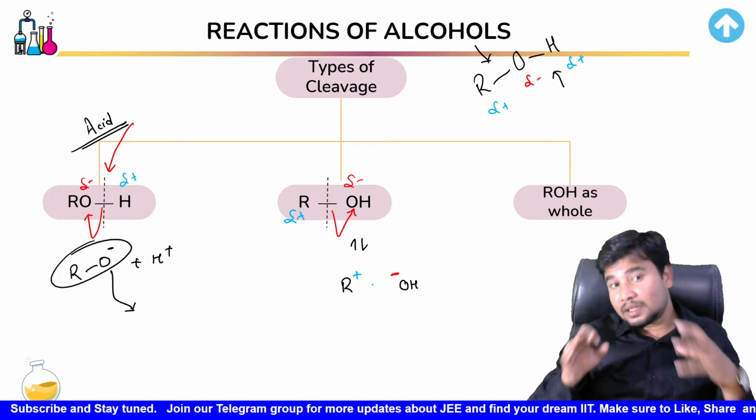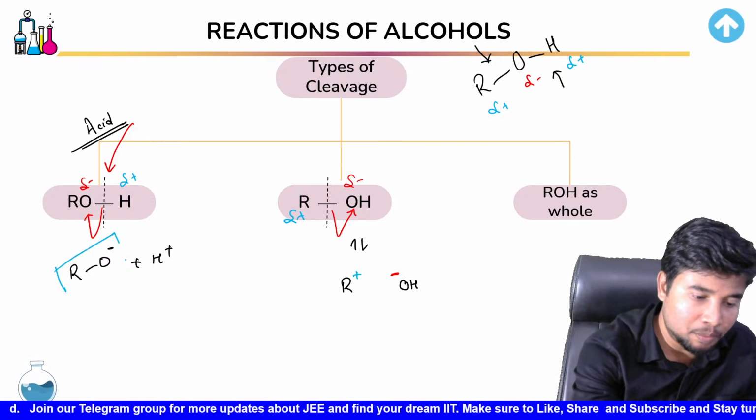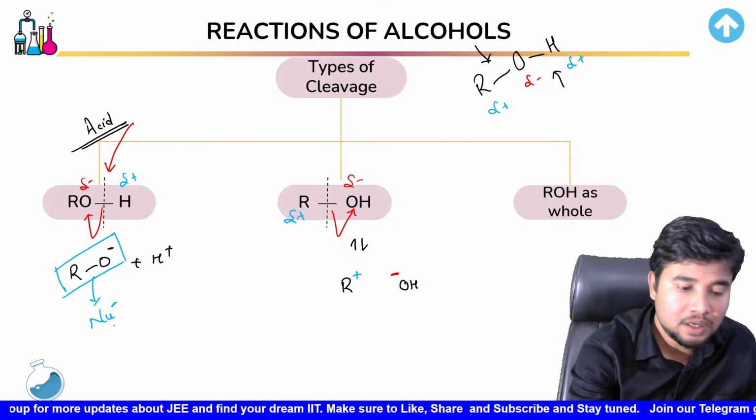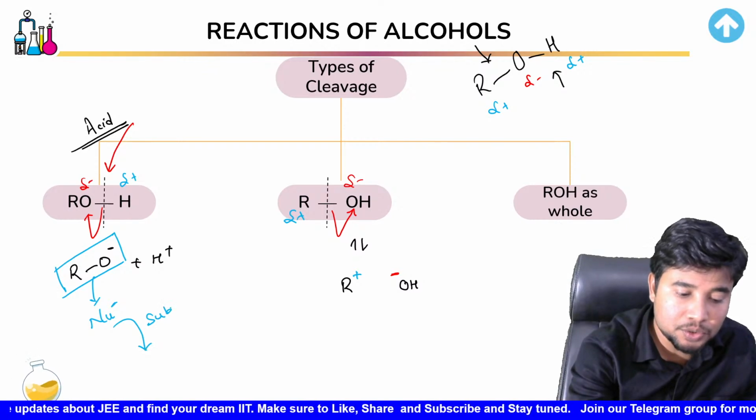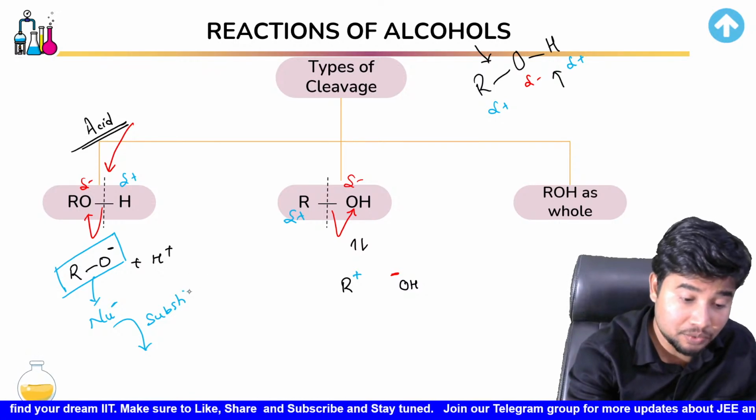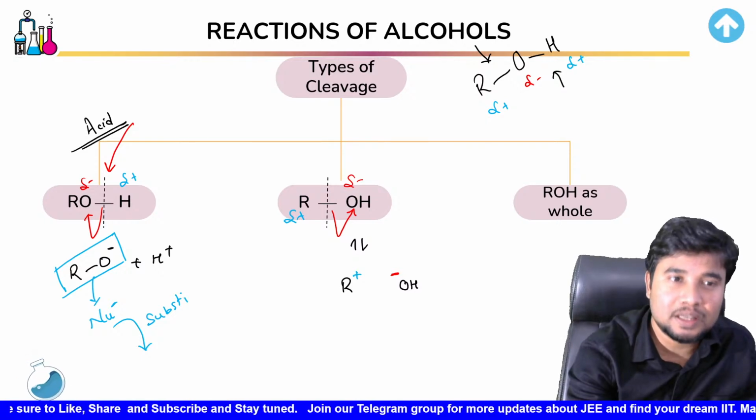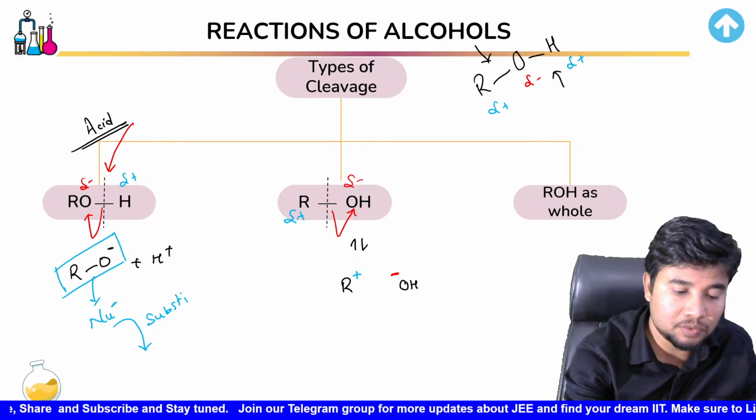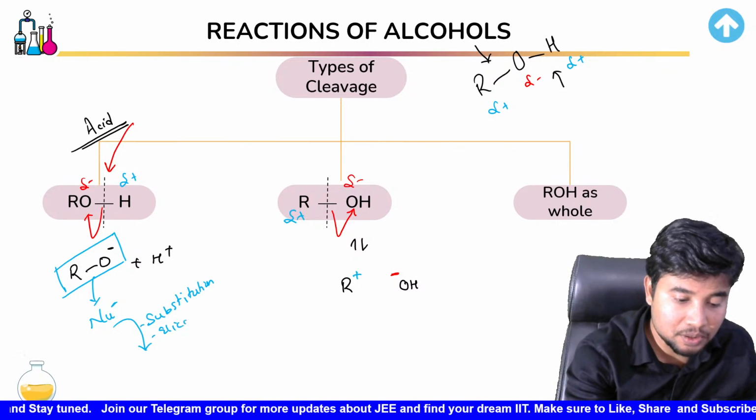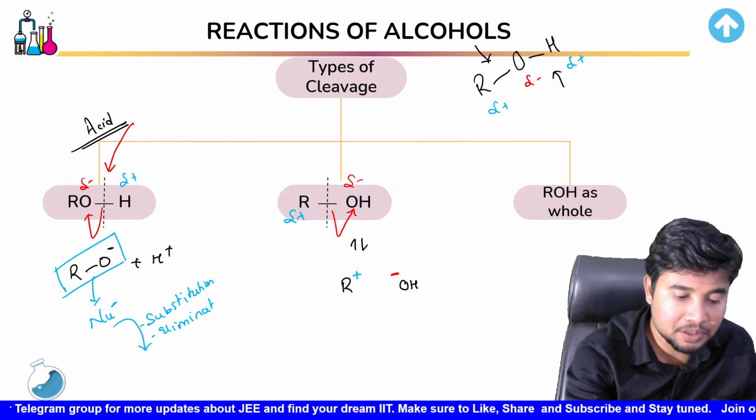Now the actions that this would show: if you look at this one over here, RO minus, it would act as a nucleophile, right? So what would it do? It would show a substitution reaction. It could also show an elimination reaction, right? So this is how you could approach and understand what they could give if this kind of condition works out. Substitution could work out, elimination can work out, right? These are the types of reaction that they could give.